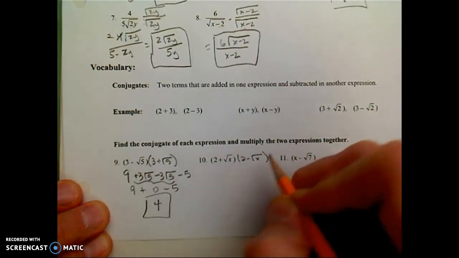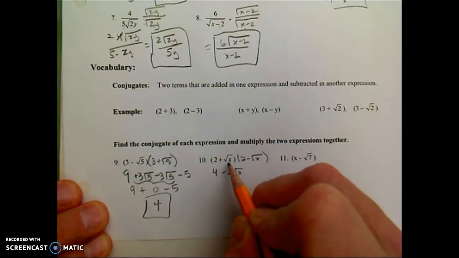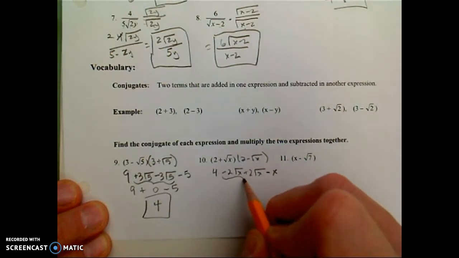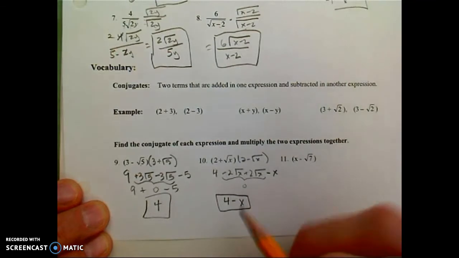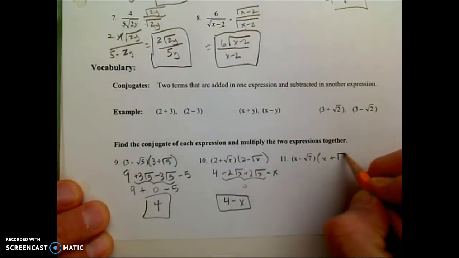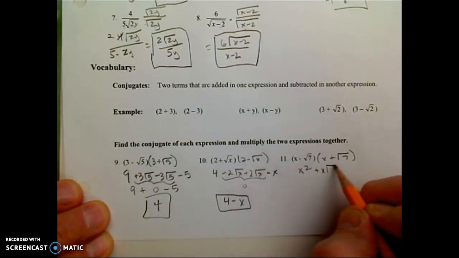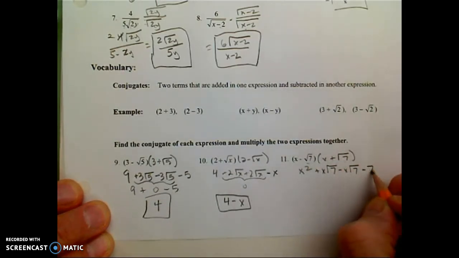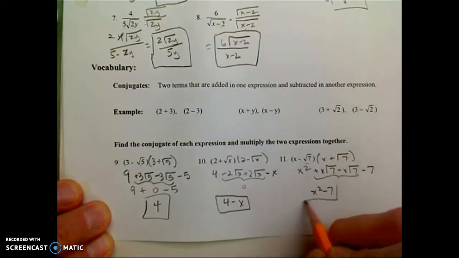2 minus the square root of x is the conjugate of 2 plus square root of x. So 4 minus 2 square root x plus 2 square root x minus x. These go to 0. I have 4 minus x as the product when I multiply these two conjugates. One more. X times x, x squared, plus x times the square root of 7 minus x times the square root of 7, and then minus 7. These two sum to 0. X squared minus 7.